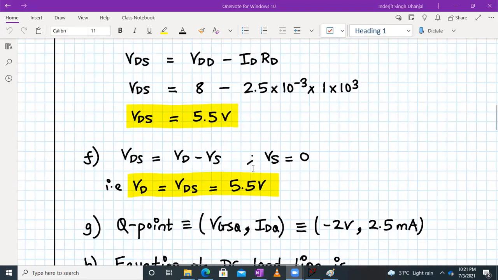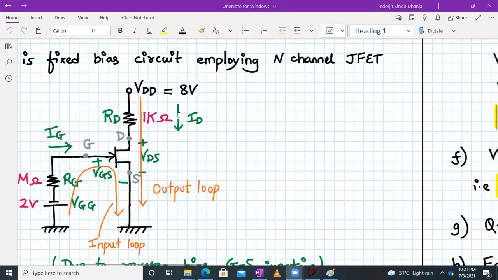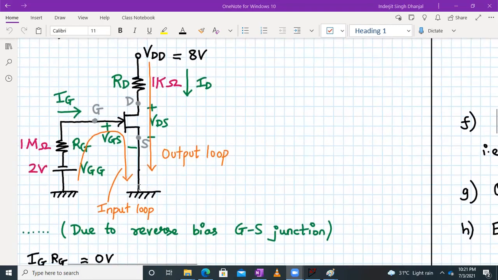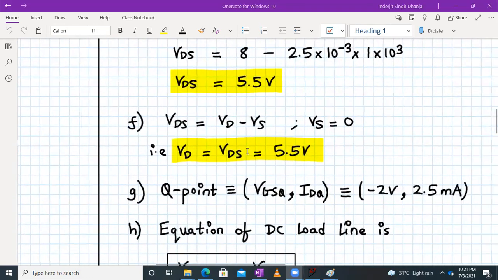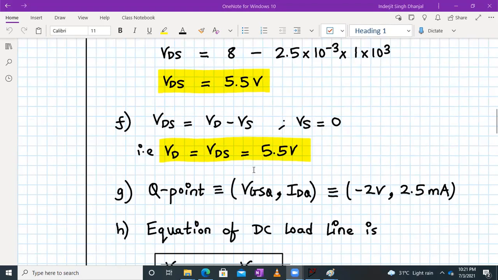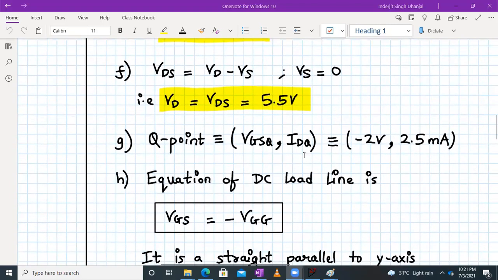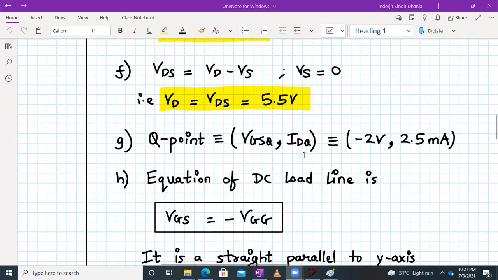Now, what will be VD? VDS is VD minus VS and VS is 0. You can check the circuit, the source terminal is connected to the ground. So VDS voltage will be equal to VD voltage, which is equal to 5.5 volt. So our Q point will be VGSQ, IDQ, which is minus 2 volt, 2.5 milliamperes.